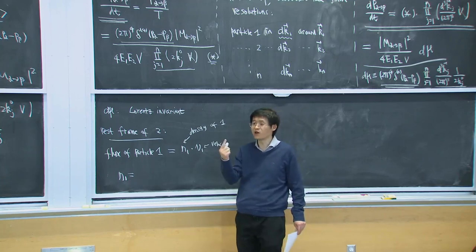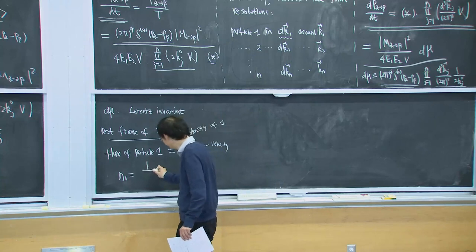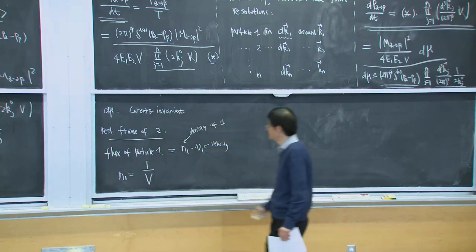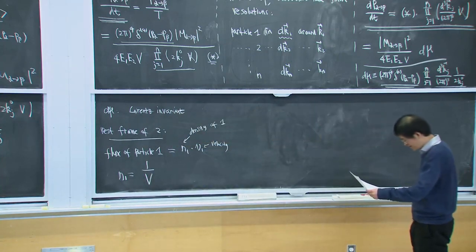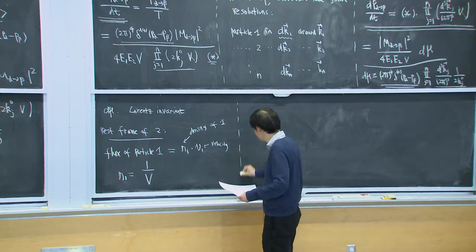Exactly, how many particles do we have? We only have one particle. So this is just given by 1 over v. So now we can find the d sigma.